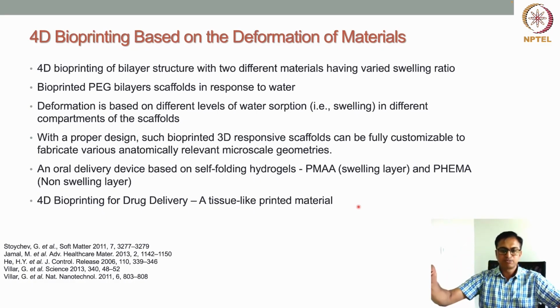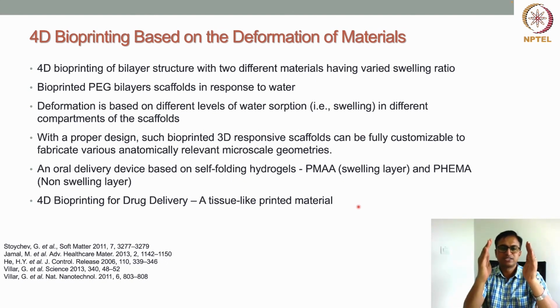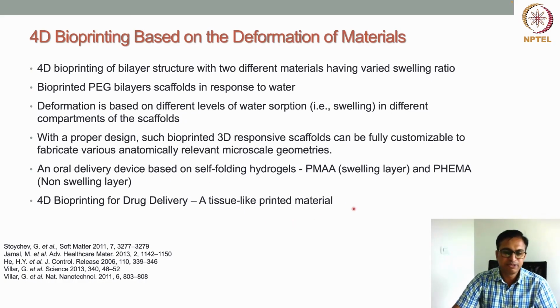Suppose the bottom layer is printed with high salt concentrated droplets, and the top layer is printed with low salt concentrated droplets. Due to this, what will happen? Because in the bottom layer the droplets are getting bigger, and in the top layer the droplets are getting smaller, there will be a bending of this droplet structure. So that's why they have called it a tissue-like printed material.